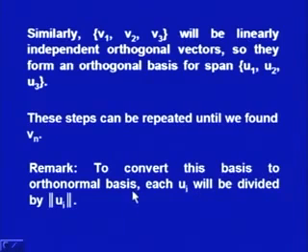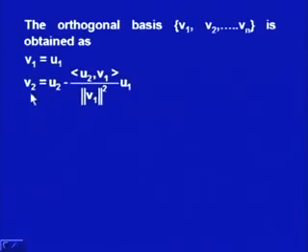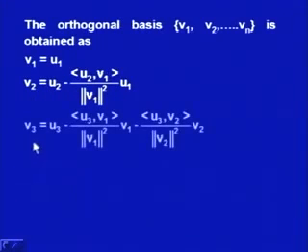Similarly, we can apply more steps till we get all vectors vn, and to convert this basis to an orthonormal basis, each vector vi will be divided by its norm. So this way we get the orthonormal basis, and the formula is: first from u1 we will get v1, then after getting v1 we will apply this formula to get v2. This left hand side involves u2 and v1, then we will have v3.